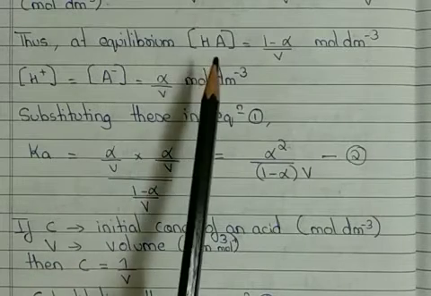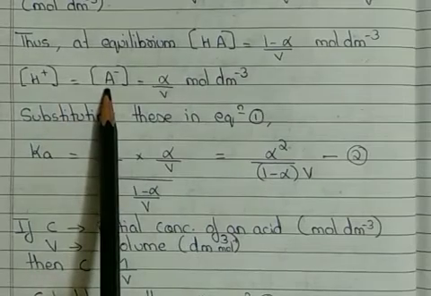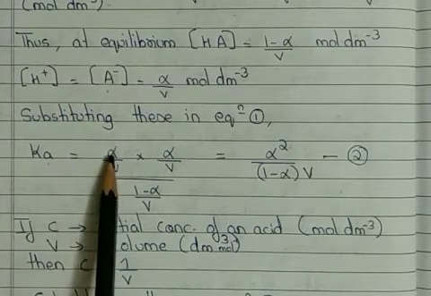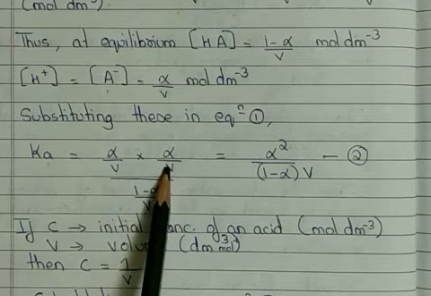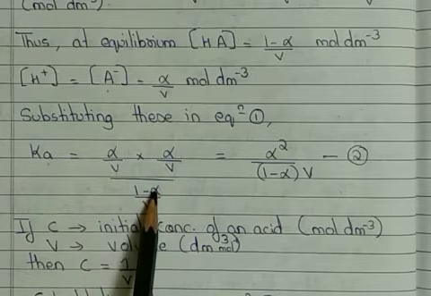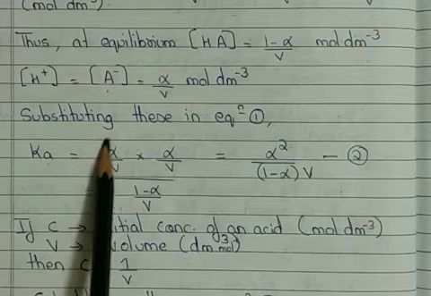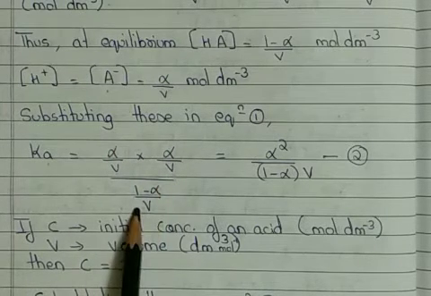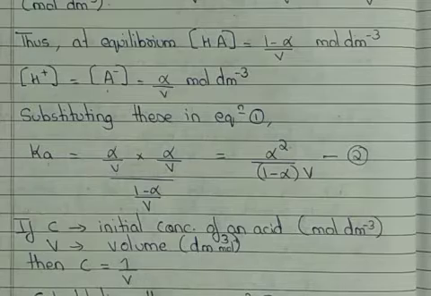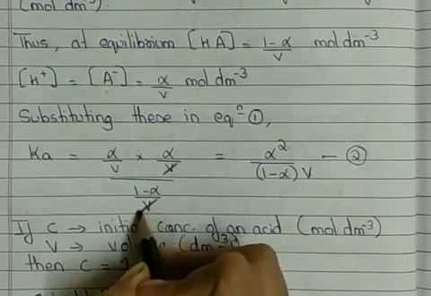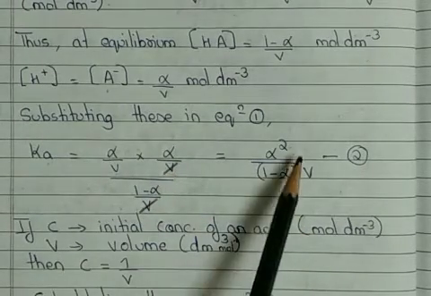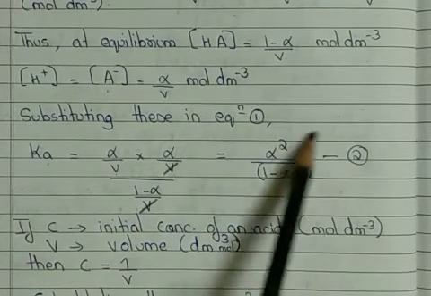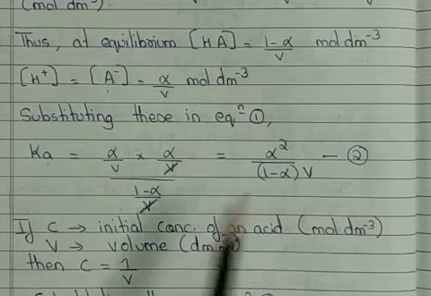If we substitute these concentration values in our Ka formula, we get Ka equals alpha by V into alpha by V upon 1 minus alpha by V, that is concentration of H plus into concentration of A minus upon concentration of HA. If we do the calculation, what will we be left with? Alpha square upon 1 minus alpha into V. Let us consider this as our equation 2.